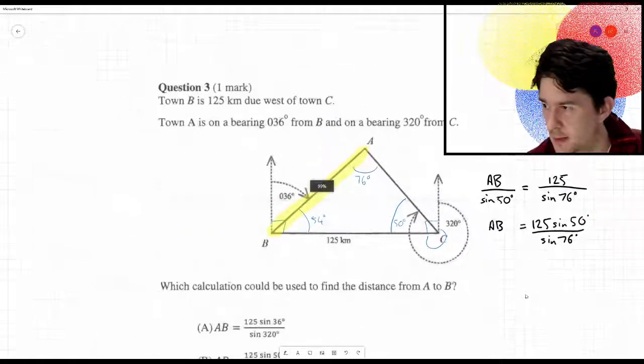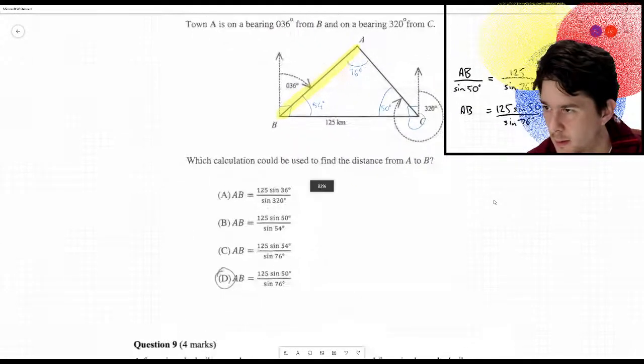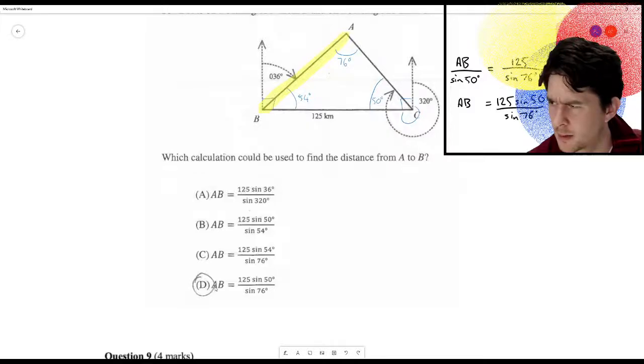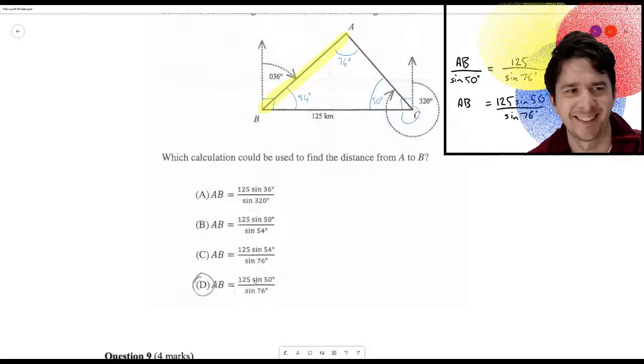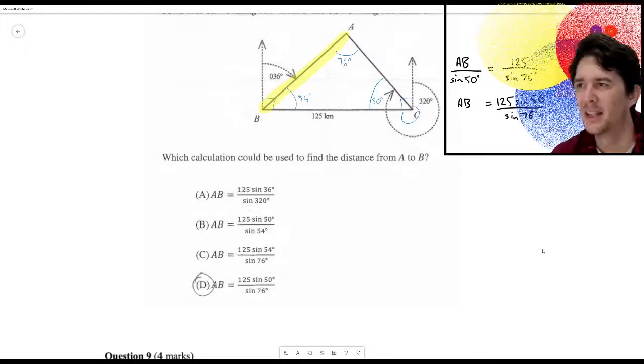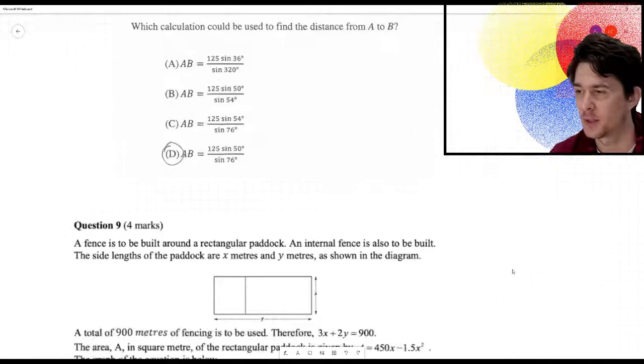Which is D. Did you already get that one right? Or were you unsure how to get it? Let me know if my explanation doesn't make sense. I'm just going to keep going now.